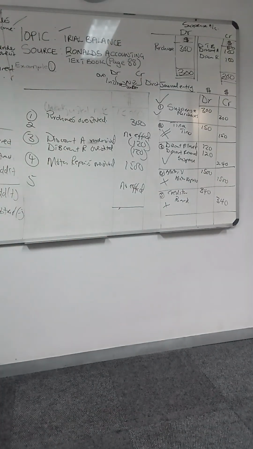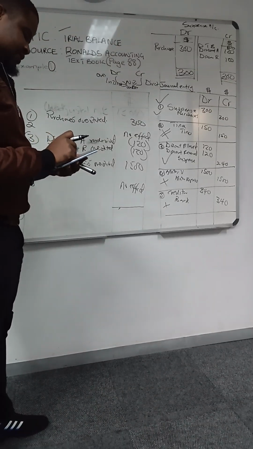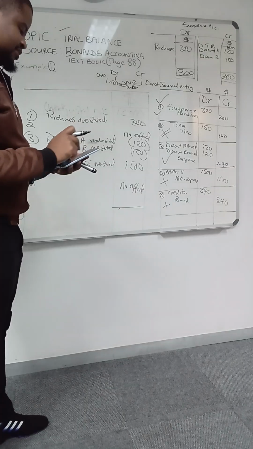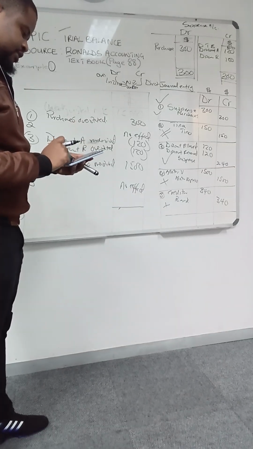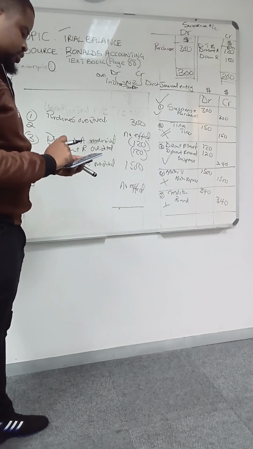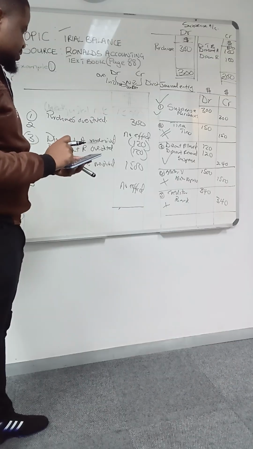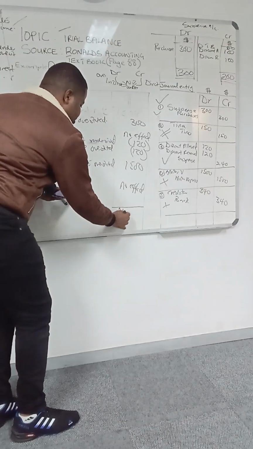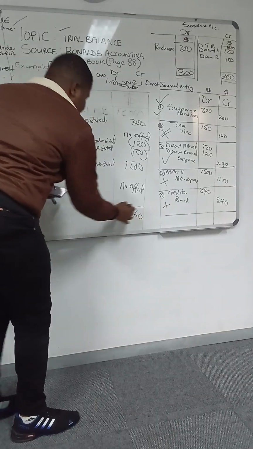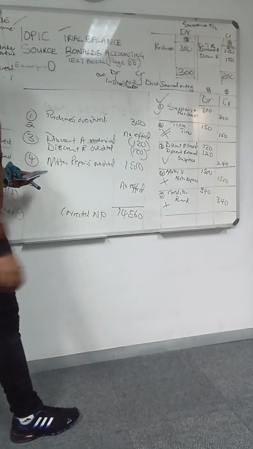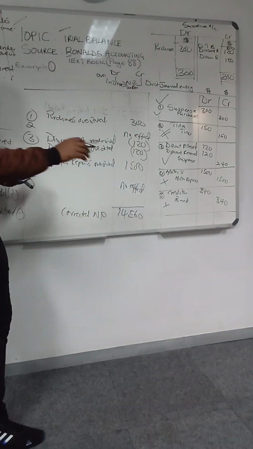Let me take my calculator. Right. So we are saying 13,000 plus 300 minus 120 minus 120 plus 1.5. So it means the corrected net profit will be 14,560. So this one is called corrected net profit. So please, this one you must get this mark.